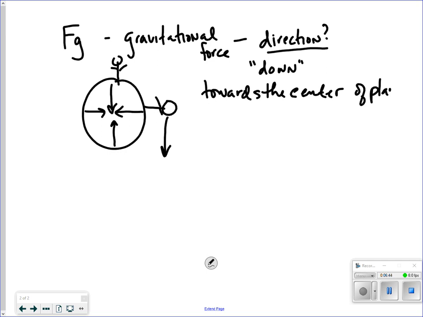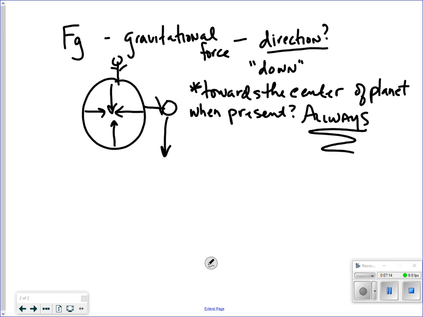And gravity does exist between any two objects. But in order to be really noticeable, you need to be at least the size of a planet. You need to be really, really big. Otherwise, let's face it, if gravity were that strong, everything would fly off your desk and whack you in the head. And that would be distracting. So let's not do that, all right? So towards the center of the planet, when is it present? Always. We're not going on any field trips out into outer deep space.